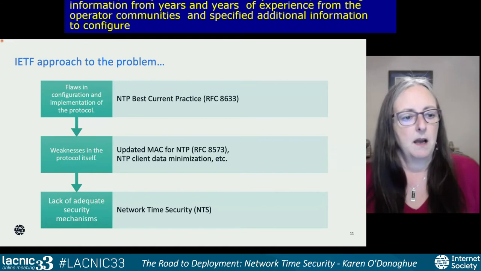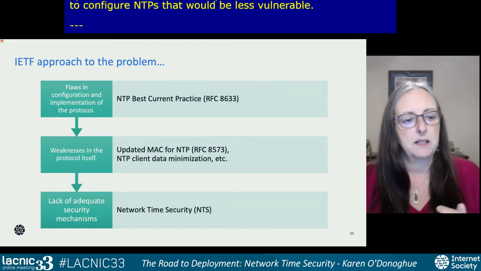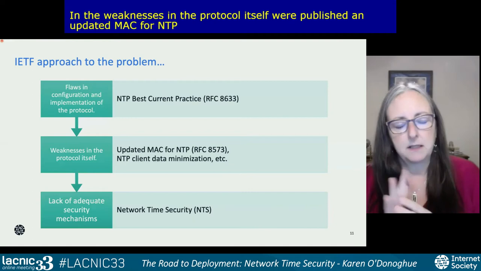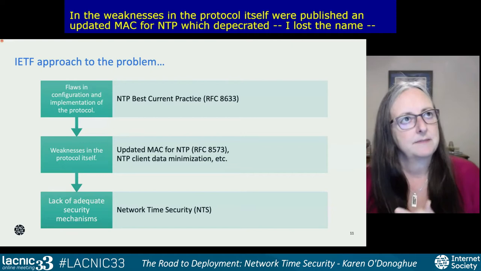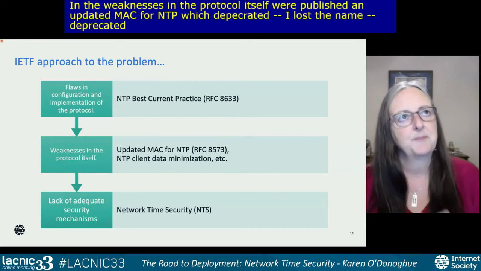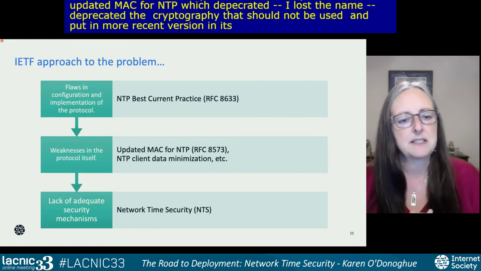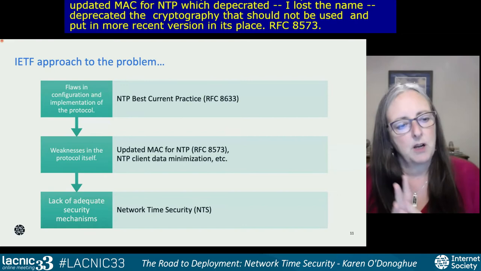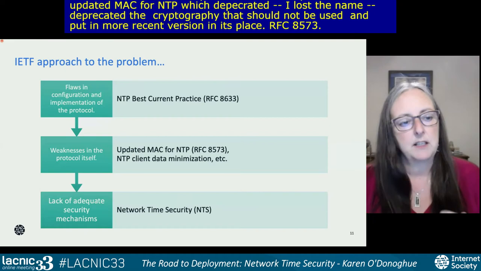For the weaknesses in the protocol itself, we published an updated MAC for NTP, which deprecated HMAC, deprecated the crypto algorithm you shouldn't be using, and put a more recent version in its place. This is RFC 8573. Additional weaknesses in the protocol are being looked at in the possible specification of an NTP v5, and also some NTP client data minimization work.